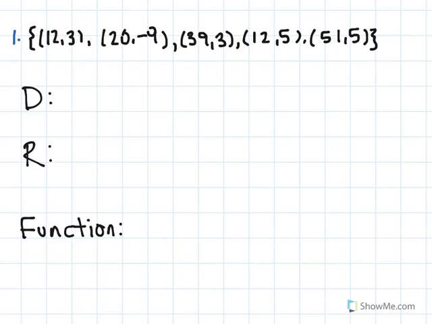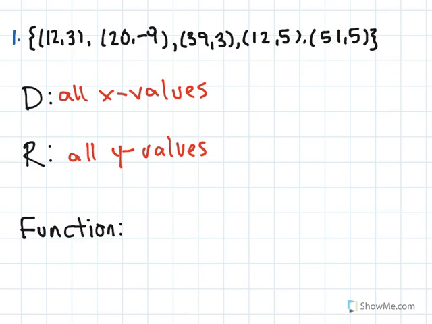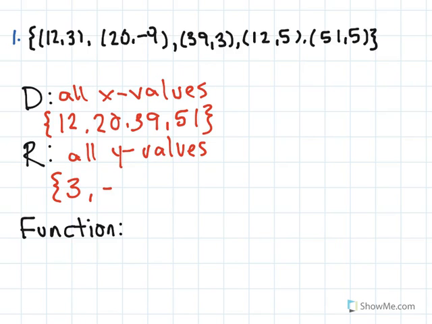So remember that the domain is going to be all x values, and the range is going to be all y values. For this relation, our domain is going to be 12, 20, 39, and 51. Now remember, we only list each value once, so even though 12 appears multiple times in the relation, it only gets listed once in the domain. Our range, which is all y values, would be 3, -9, and 5.